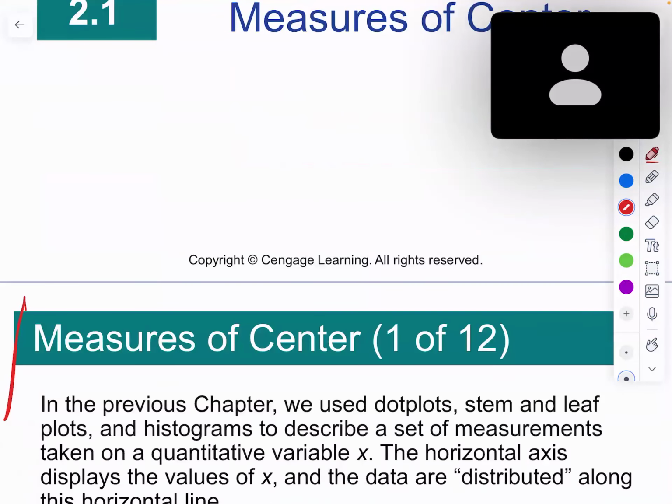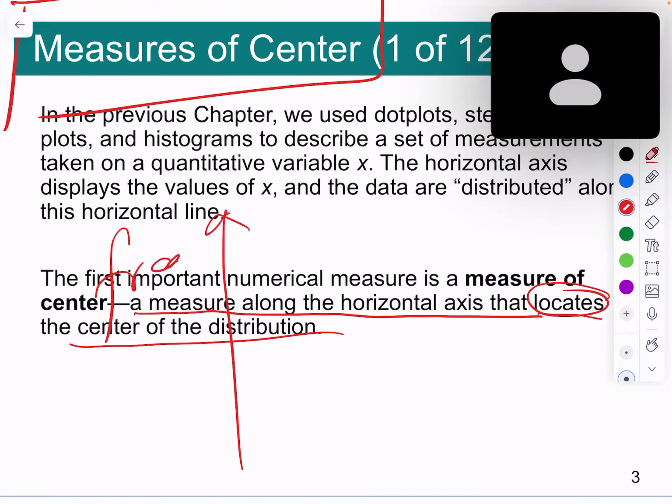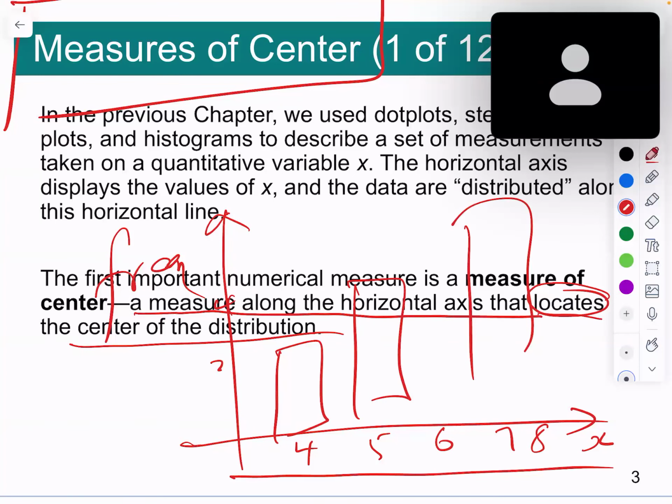One of them is measures of center. Measures of center is a measure along the horizontal axis that locates the center of the distribution. If you have frequency, how many times something occurs, say 4, 5, 6, 7, 8. So here, this is 2. This is 4. Along the horizontal axis, trying to locate this middle point is a measure of center. It's done along the x-axis.